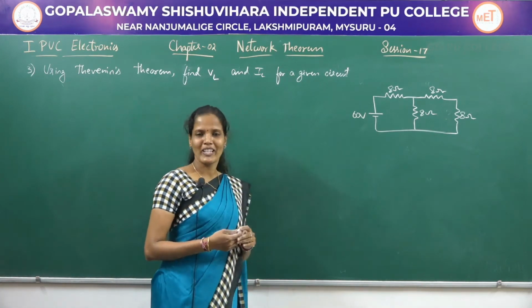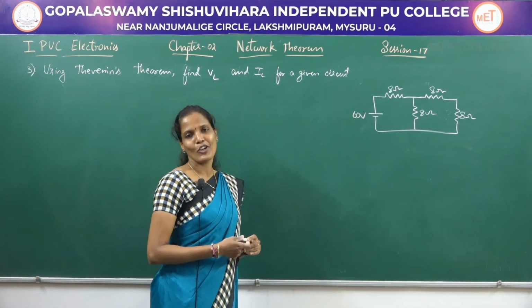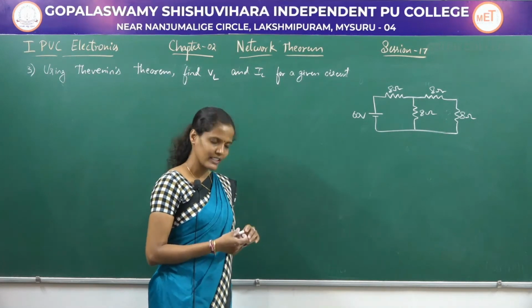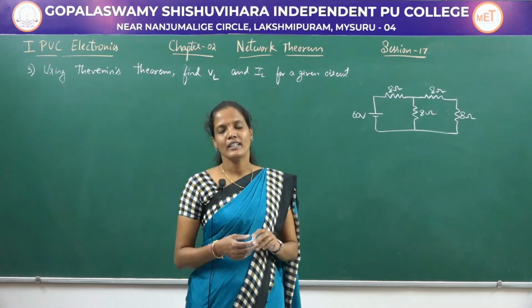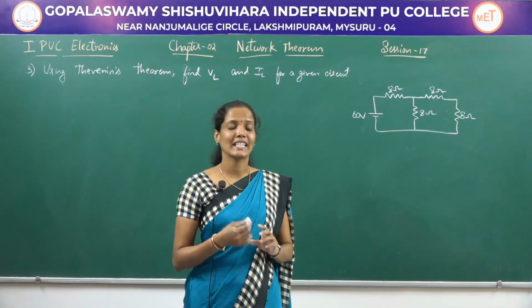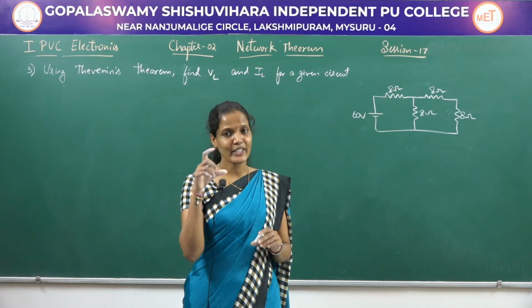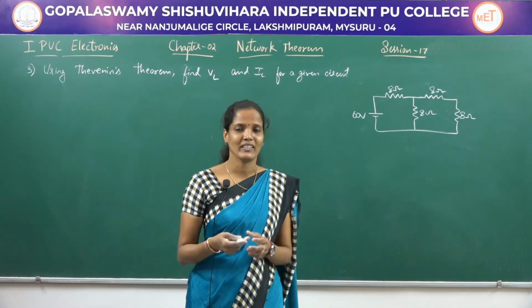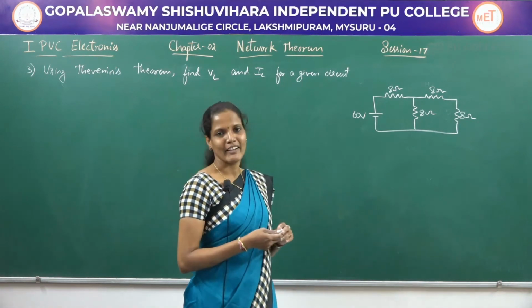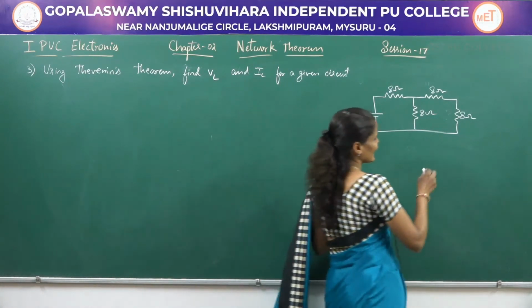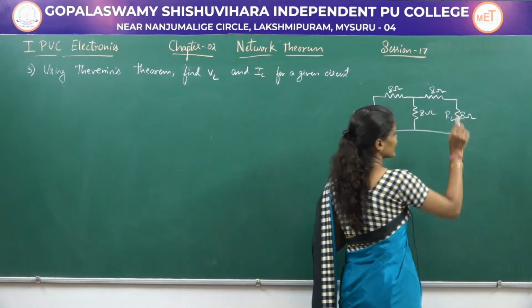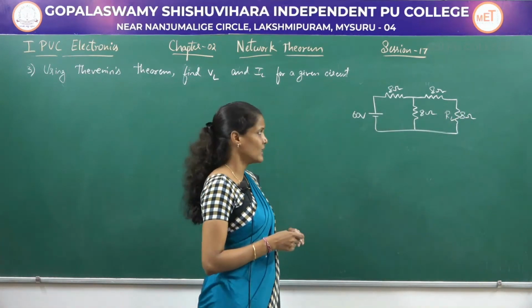Here they have not mentioned which is RL. If they mention any of the resistors as RL, then we can easily remove that RL, and the current flowing through that resistor can be considered as IL, and the voltage which is measured across that RL can be considered as VL. But here they have not even mentioned the load resistor. So we can consider this itself as the load resistor.